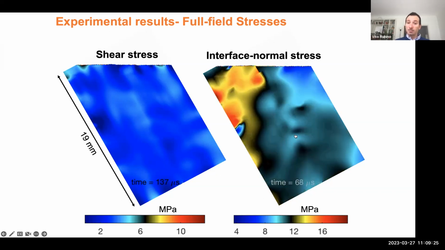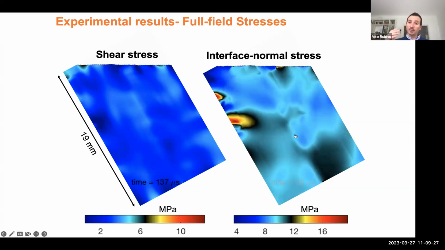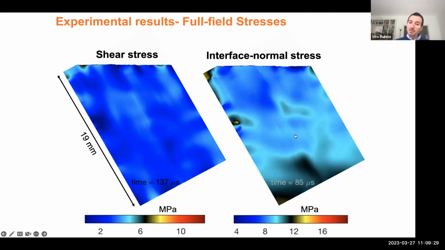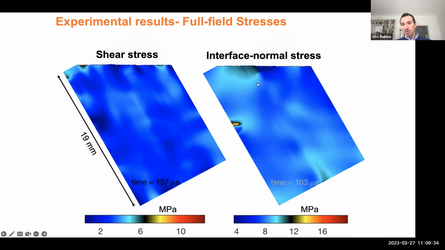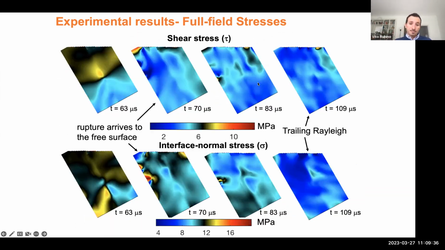It's constant as it was in the bulk, but when the rupture reaches the free surface, then it becomes blue, which means a reduction, and when the trailing rupture impinges on the free surface, there is an even bigger reduction. So these snapshots show what we've just seen in the shear stress and in the phase normal stress. The most important thing to note here are these reductions.